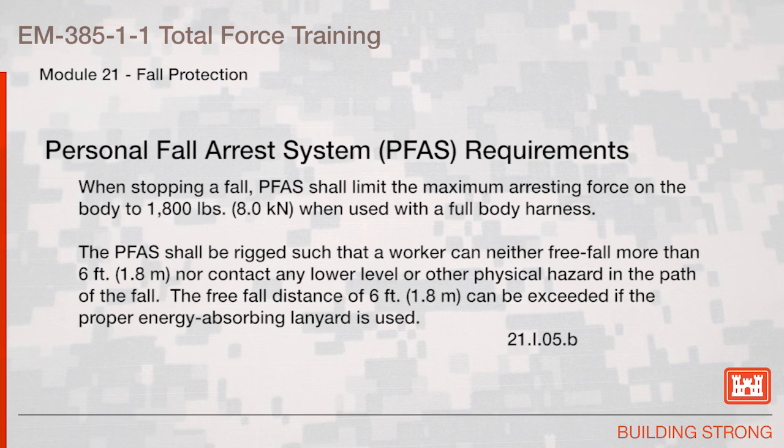Personal fall arrest system requirements. When stopping a fall, personal fall arrest systems shall limit maximum arresting force on the body to 1,800 pounds when used with a full body harness. The personal fall arrest system shall be rigged such that a worker can neither free fall more than 6 feet nor contact any lower level or other physical hazard in the path of the fall. The free fall distance of 6 feet can be exceeded if the proper energy absorbing lanyard is used.